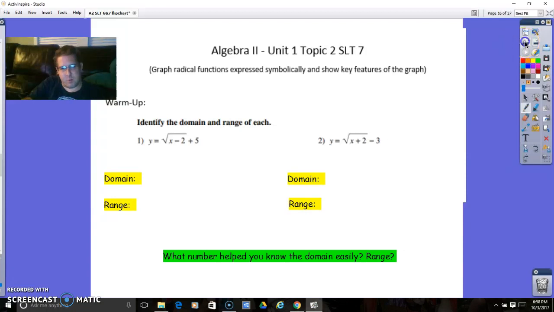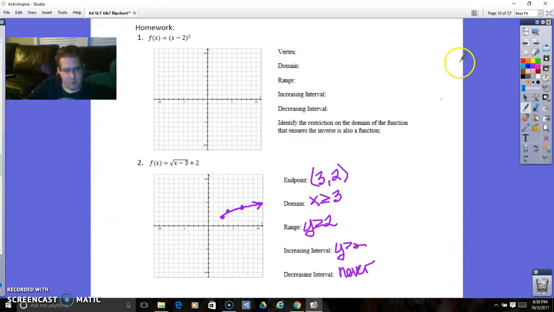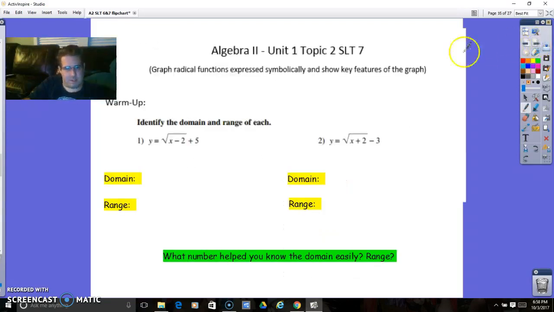First of all, before I even get started on this warm-up, I ran out of time, so here is the homework. This is the last question that was on the last video. I just want to make sure you had a chance to take a look at that. Alright, so identify the domain and range of each.